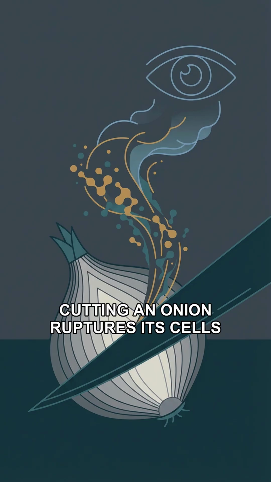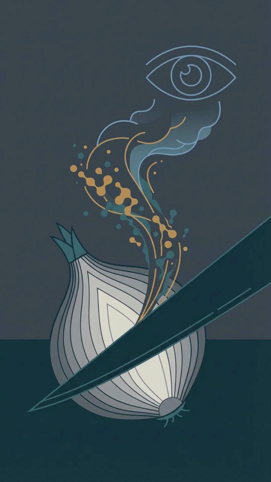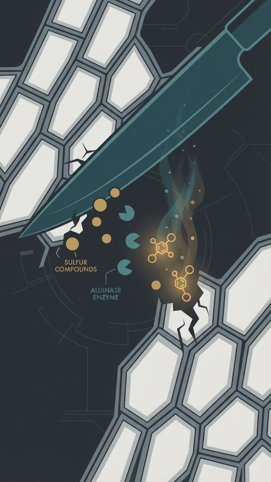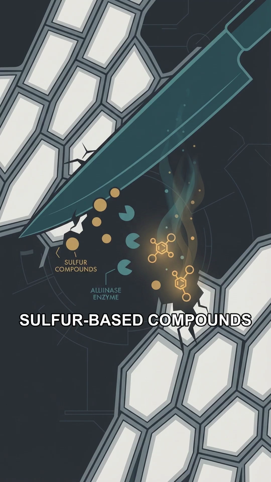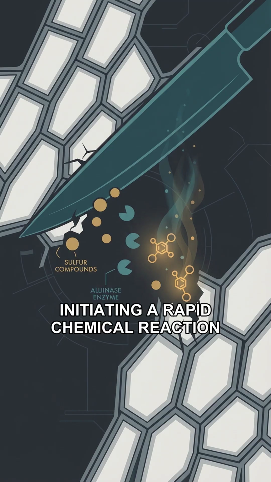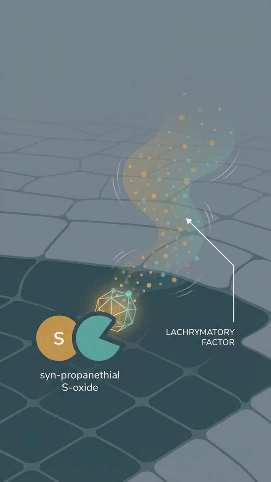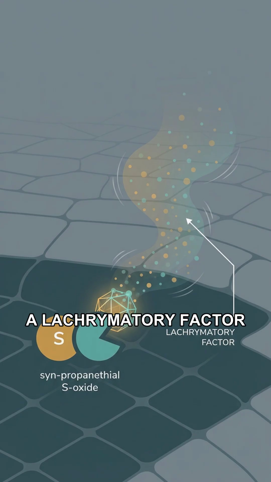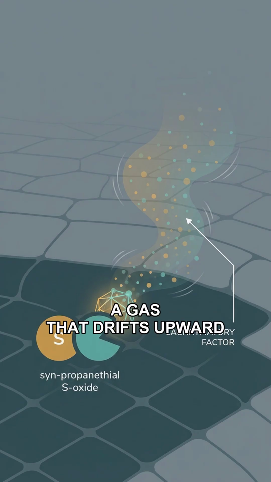Cutting an onion ruptures its cells, launching a sophisticated chemical defense that targets your eyes. Inside the onion, sulfur-based compounds are stored separately from a specific enzyme. The blade's damage mixes these components, initiating a rapid chemical reaction. This produces a volatile sulfur compound, a lacrimatory factor, which evaporates into a gas that drifts upward.